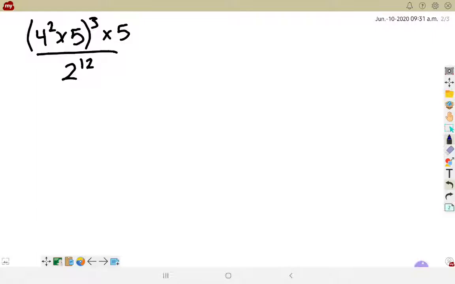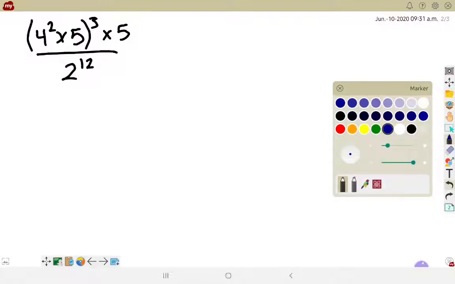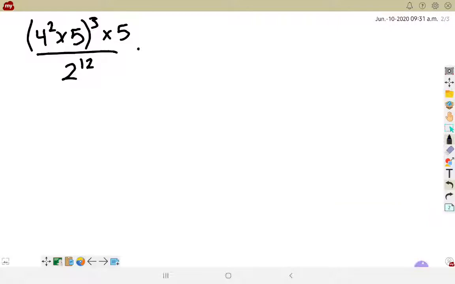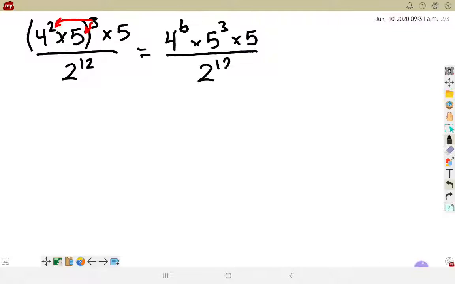So in this one, in brackets, I've got 4 squared times 5, and that is cubed, that whole product, times by 5 again, and then divided by 2 exponent 12. Okay, so again, I would normally start with simplifying in my brackets, but there's nothing really in there to simplify. So I'm just going to use my product law again and bring that exponent of 3 inside to both things in my product. Okay, because the 4 already has an exponent of 2, I have to multiply those 2 exponents, so 2 times 3 gives me an exponent of 6, and then I have times 5 with an exponent of 3, times another 5 in the numerator, and then divided by 2 with an exponent of 12.